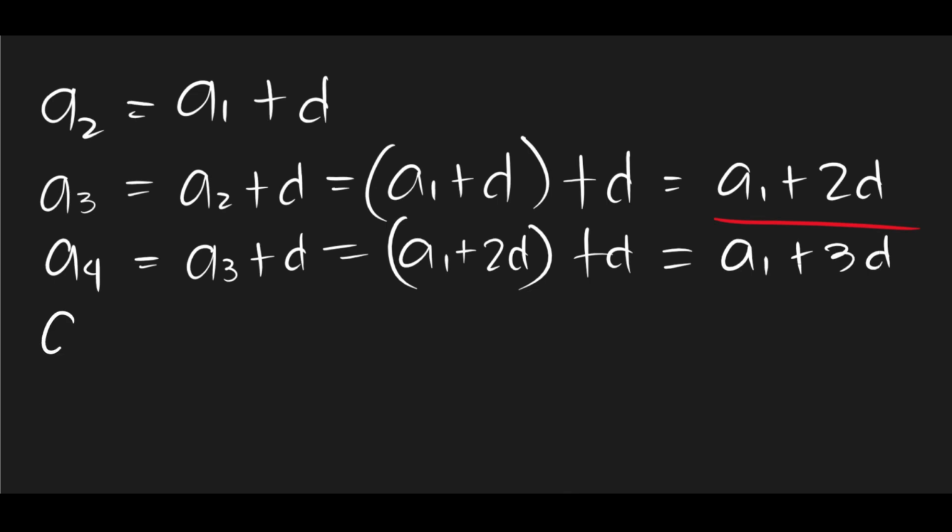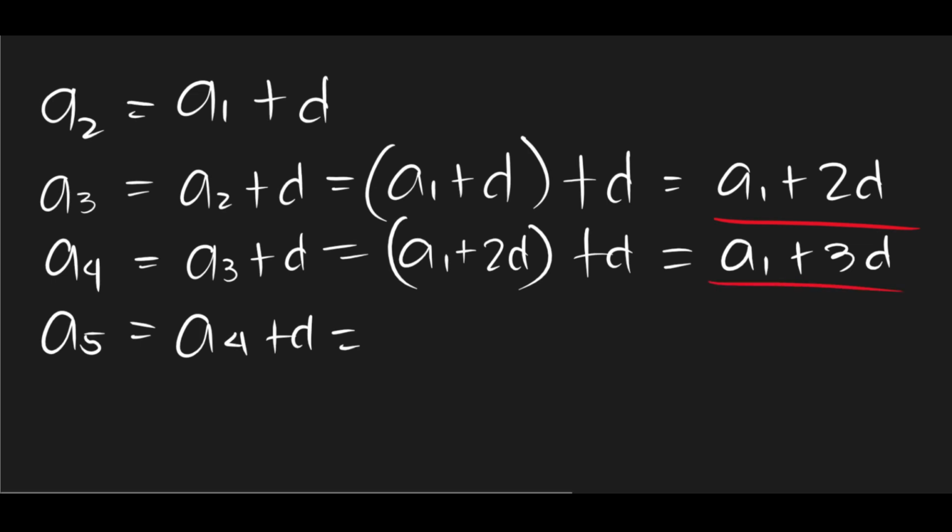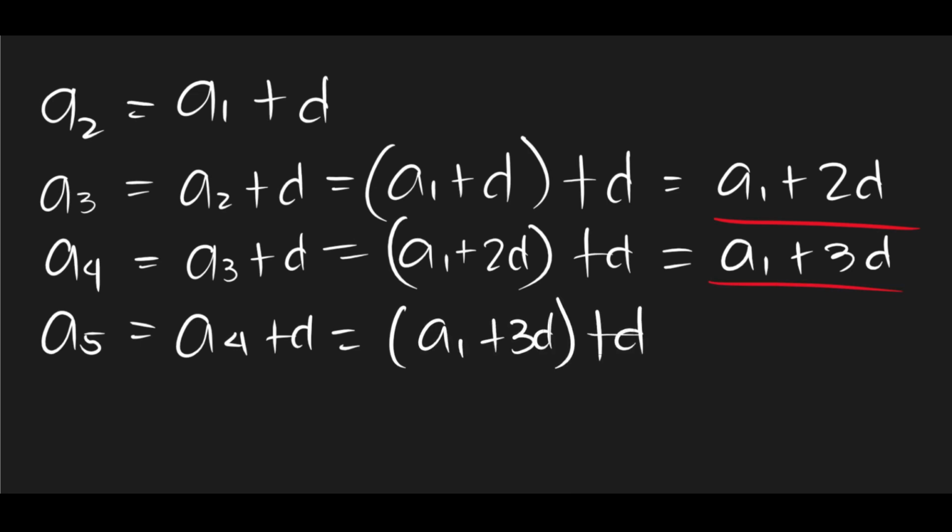Let's say we want to find a5 again. This is a4 plus d. And what is our a4? Our a4 is a1 plus 3d. So you'll get a1 plus 3d plus d again. You will then get a1 plus 4d. As you can see here, we have a noticeable pattern where we are adding a1 to a multiple of d.